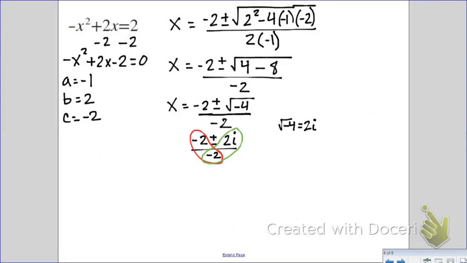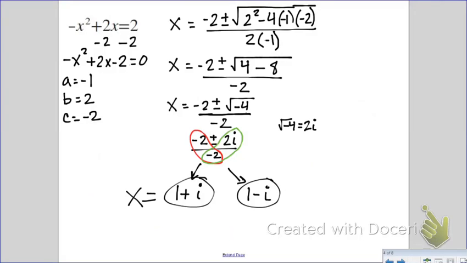So at this point we split this into two answers. One is -2 divided by 2 is 1 plus 2 divided by 2 is going to be 1i. For the other one, again, -2 divided by -2 is 1. Now the minus, and 2 divided by 2 is 1i. So these are our two roots, our two solutions, our two answers. So this is why we learned about i, because now you can actually deal with square rooting negative numbers when you are solving quadratics.